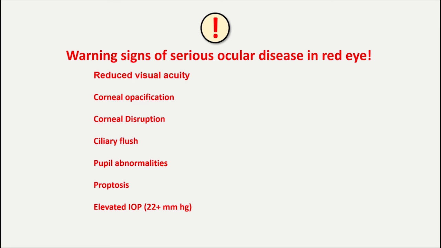Again, I'll just say this right at the onset. Some warning signs of serious ocular disease in a red eye are reduced visual acuity, corneal opacification, corneal disruption, ciliary flush, pupil abnormalities, proptosis, or elevated intraocular pressure that is greater than 22 millimeters of mercury. Sometimes people use 20. If these things are present, they need some sort of ophthalmologic follow-up or immediate evaluation.